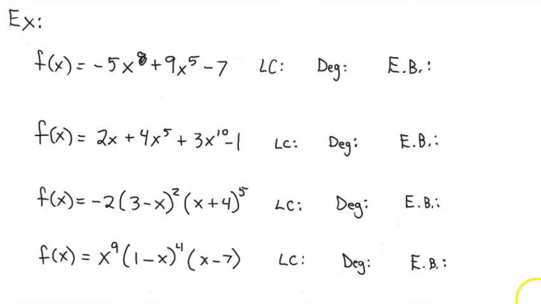Now let's finish off this video with some examples. Let's identify the lead coefficient here. Well, here's the lead term. The lead coefficient is -5, and the degree is 8. Okay, that's a negative lead coefficient and an even degree. That means our end behavior is down, down, negative, negative.